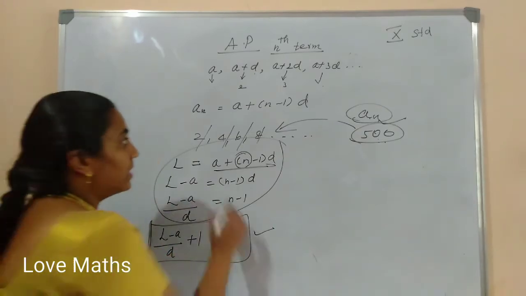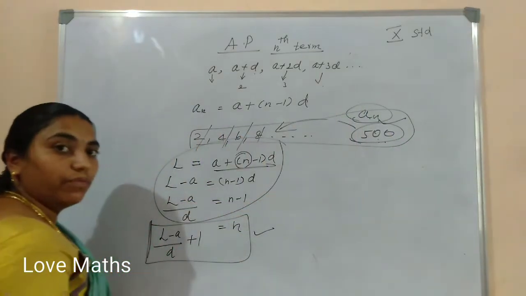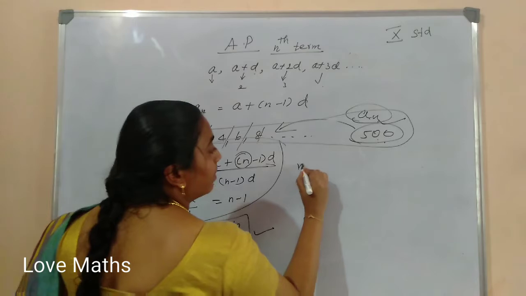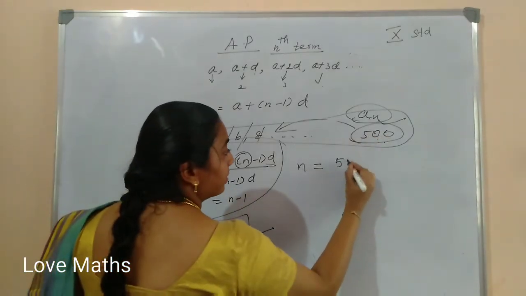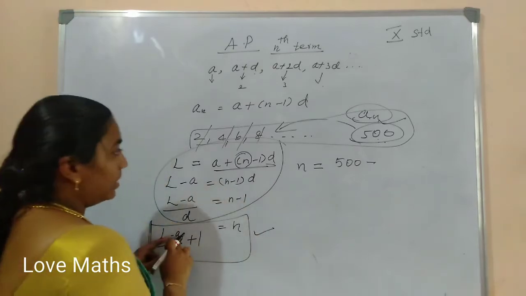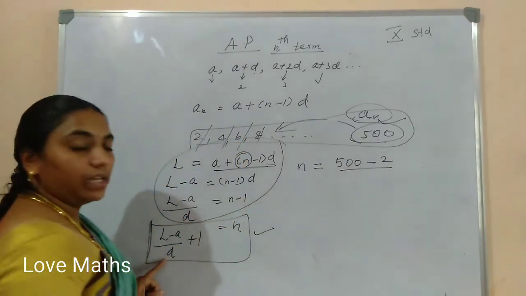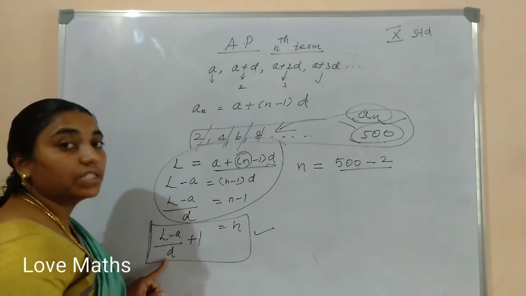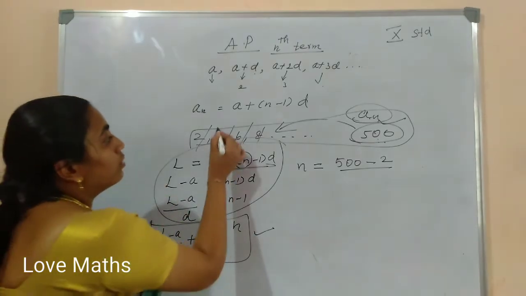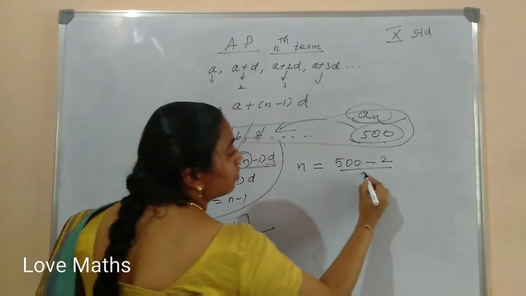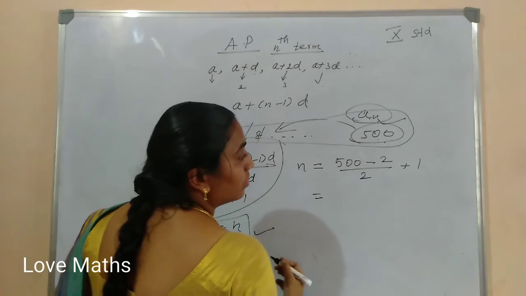Let us find it for the same sequence. How many terms do we have to find now? n, the number of terms, I don't know. L means last term, how much? 500. Minus A means first term, how much? 2. Divided by D, the common difference. How to find the common difference? Second term minus first term. So 4 minus 2 is 2. Then plus 1. So 500 minus 2 is how much?